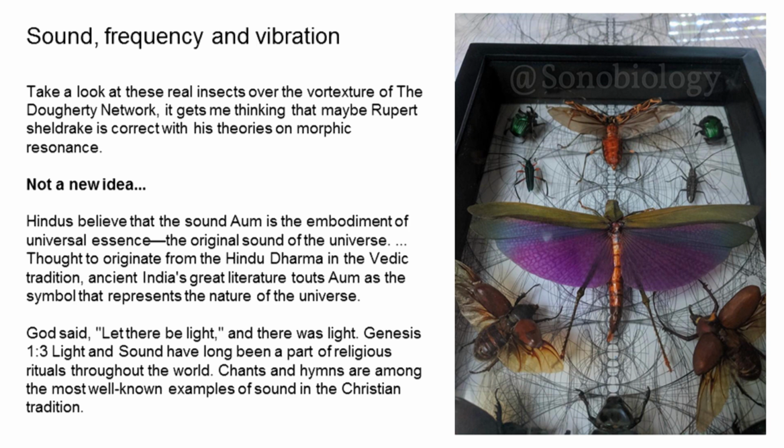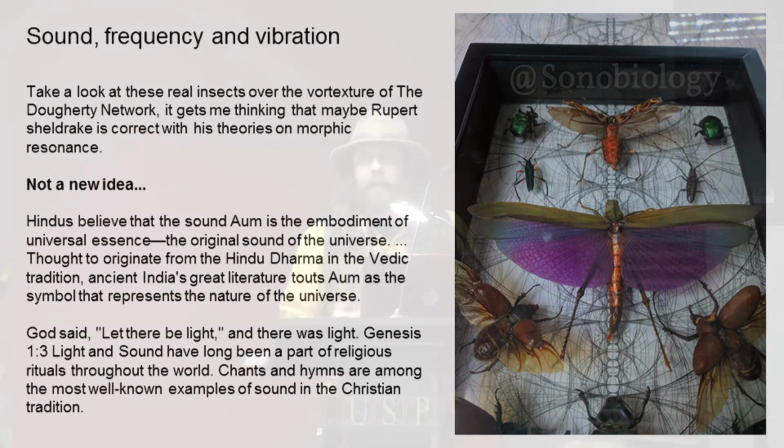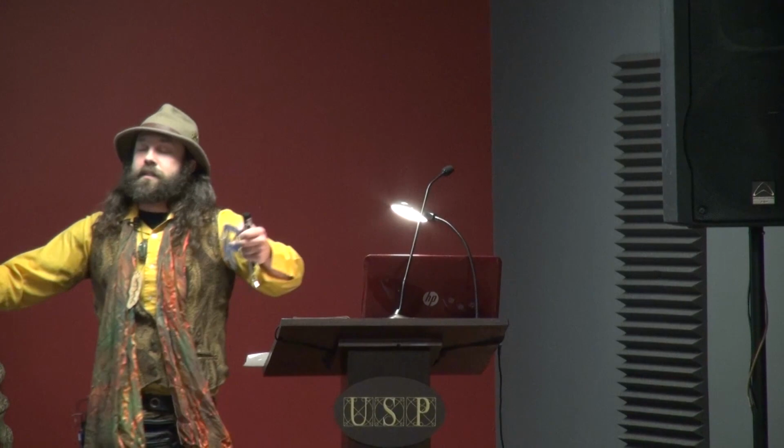It gets me thinking that maybe Rupert Sheldrake is correct in his theories of morphic resonance. Not a new idea. Hindus believe that the sound om is the embodiment of the universal essence. The original sound of the universe is thought to originate from the Hindus, or Dharma in the Vedic tradition. Ancient India's great literature touts om as the symbol that represents the nature of the universe. And I could be mispronouncing it.